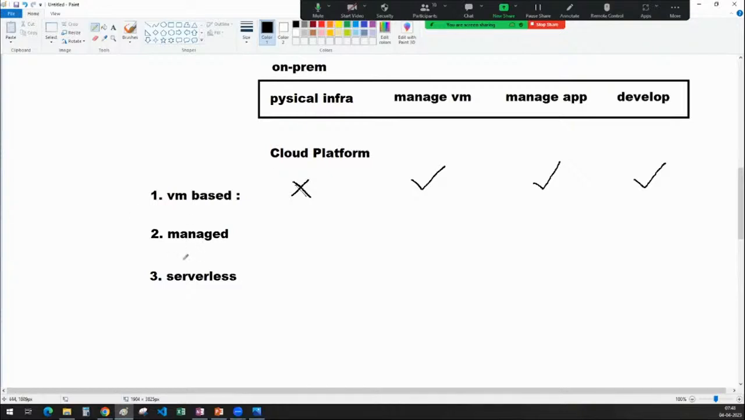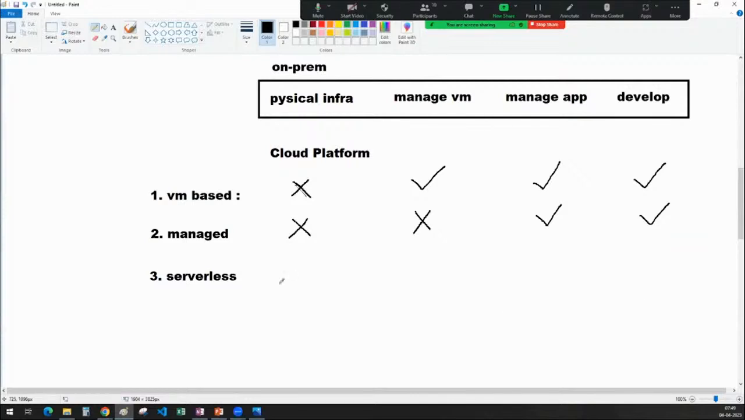And if you go to the second category, that is managed services, the physical infrastructure will be taken care of by the cloud platform, and managing the virtual machines is also taken care of by the cloud platform, and only the application and development will be taken care of by you. Managing the application and developing a solution will be on you. You have to take care of it.